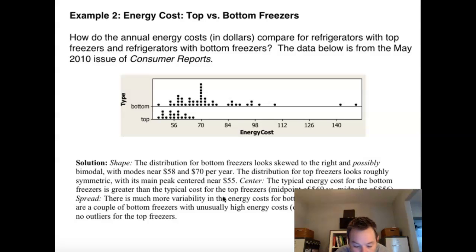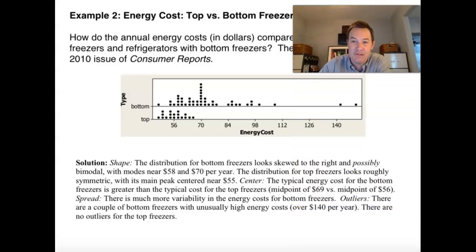So here's an example of energy cost of top versus bottom freezers. When I say top versus bottom, I mean literally the type of fridge that has a freezer on top and the type that has a freezer on the bottom. So we can see the difference in distributions here: bottom freezer energy cost versus top freezer. And if we're asked to compare the annual energy cost between those two distributions, here's an example of a solution to that.